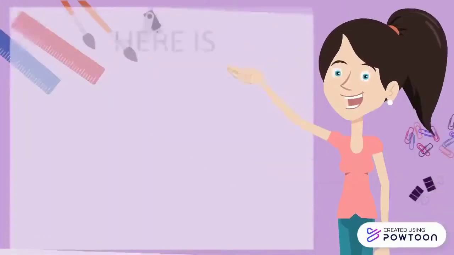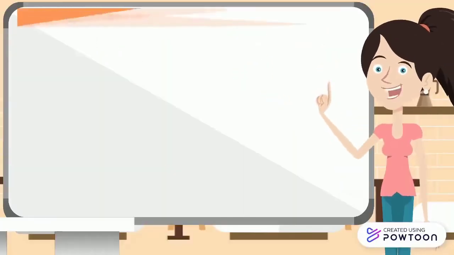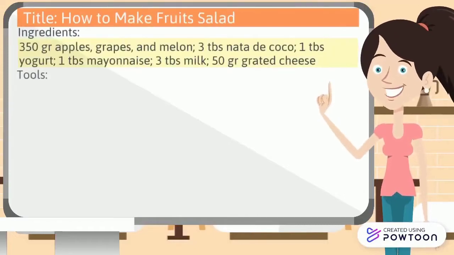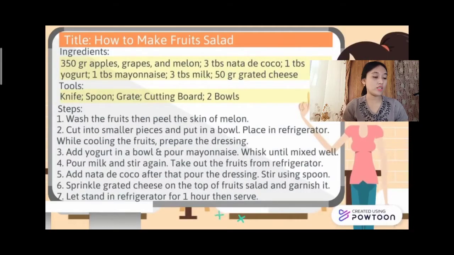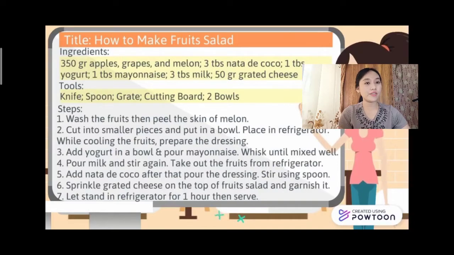Let's start. Here's a procedure text with its generic structure. Now, pay attention to the title, ingredients, tools, and steps. Here is one of the examples of procedure text. The title is how to make fruit salad. And then the ingredients are 350 grams of apples, grapes, and melons, 3 tablespoons of nata de coco, 1 tablespoon of yogurt, 1 tablespoon of mayonnaise, 3 tablespoons of milk, and 50 grams of grated cheese. And what you need to prepare as tools are a knife, spoon, grater, cutting board, and 2 bowls.